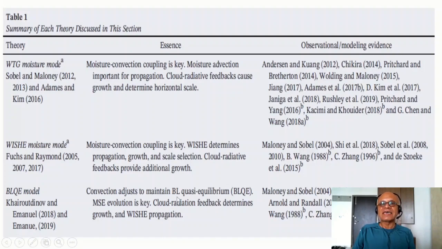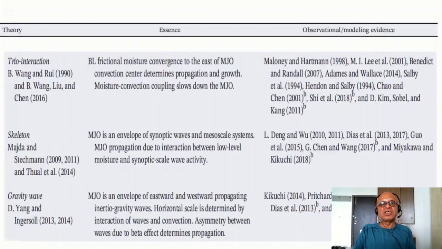And boundary layer, again, as I said, the surface heat exchange and the moist static energy of the boundary layer, for example, advection of moist static energy from elsewhere, can still play a critical role in MJOs, so BLQE may not be the complete model either.